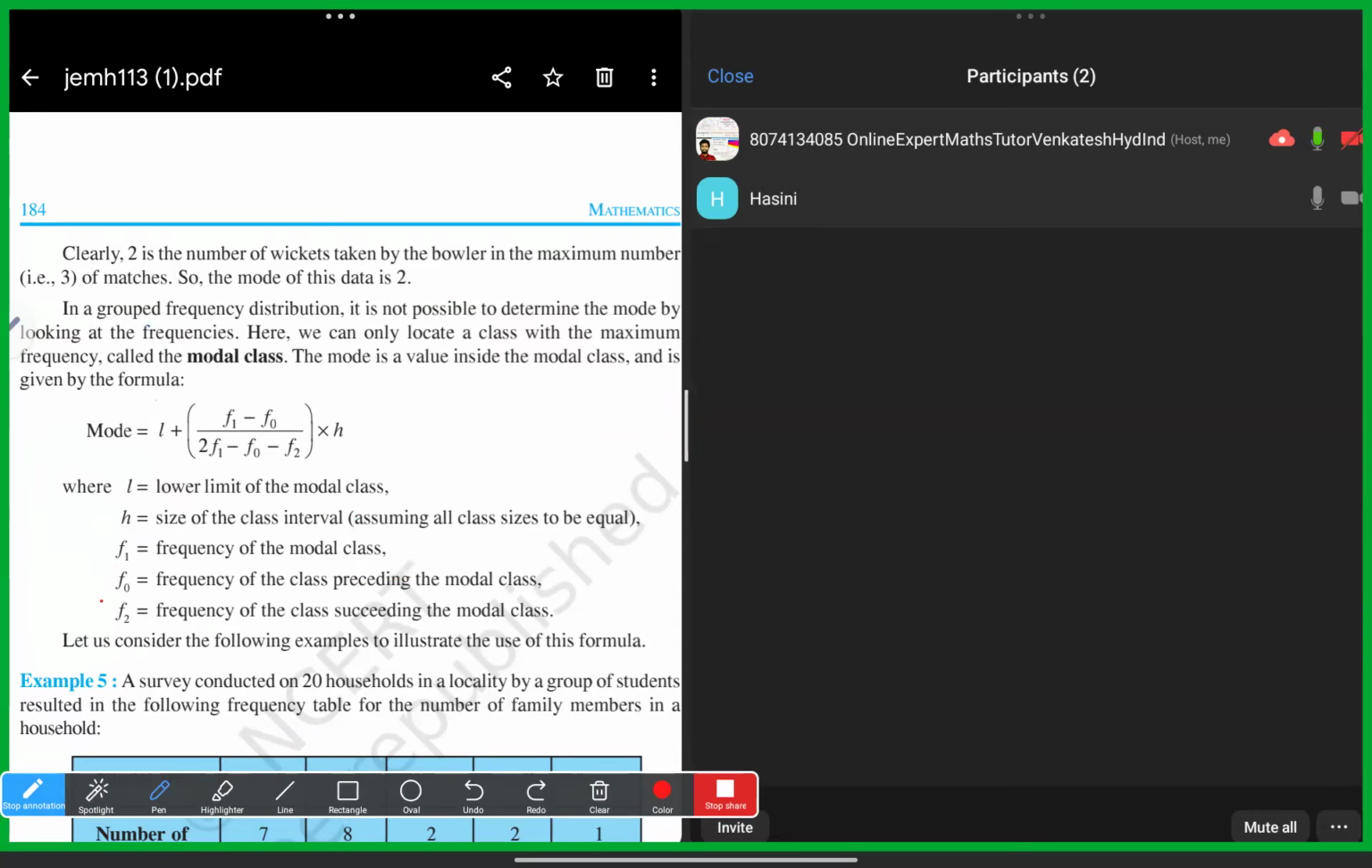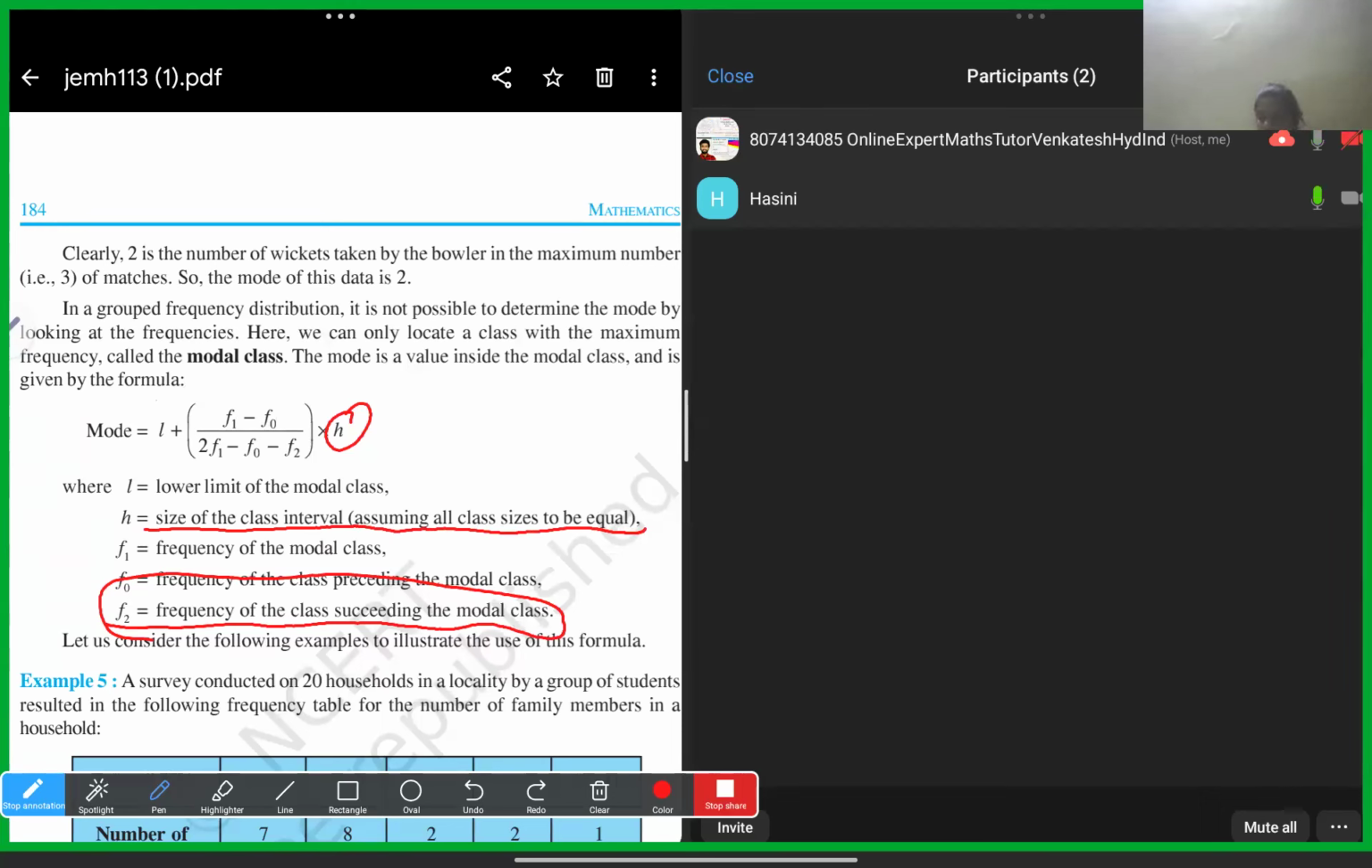F0 is the frequency of the class preceding the modal class, means the frequency of the class preceding the modal class. What is that? I'll also explain while doing the sum. Similarly, F2 is the frequency of the class succeeding the modal class. And H is the class size, or size of the class interval. We already know.